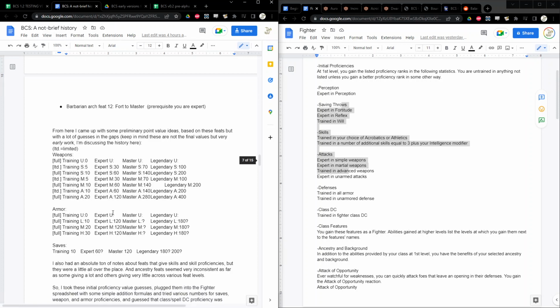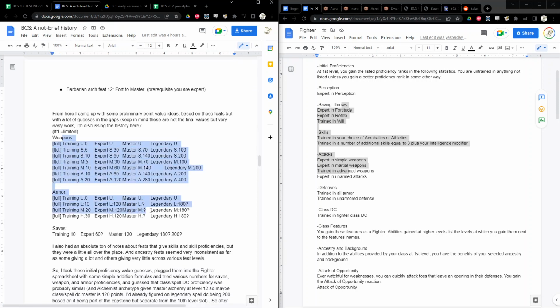And you see, I tried to chart out the weapons and armor, and they're a little all over the place, and I was guessing a lot. But the saves, this is pretty close to final numbers, right? Trained 10, expert 60, master 120, legendary 180, or 200 maybe. This is when I was still thinking, oh, even if it's level 5, if you put it in the class, it'll cost 60 points because it's a level 6 feat. Well, now I know this is actually 50 points. This is 120 points, and now we know that legendary is 190 points.